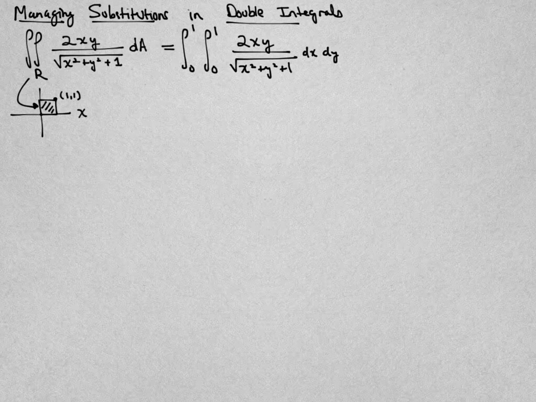So we need to pick an order of integration. I'm going to integrate with respect to x first and then y. And then our limits of integration will go from 0 to 1 for both of those integrals. Just looking at the expression, you see x squared in the denominator, and up top I see 2x.